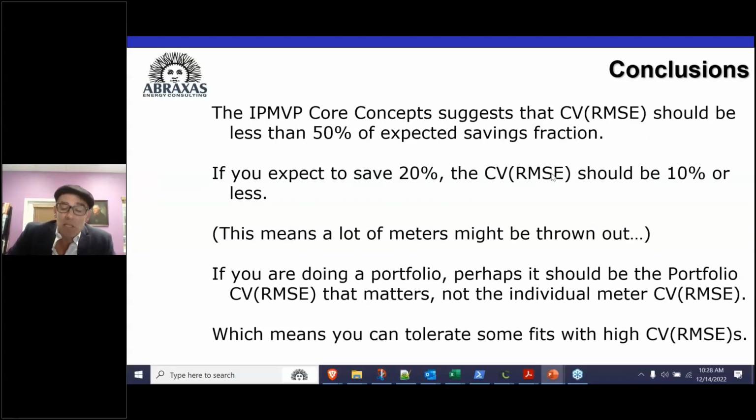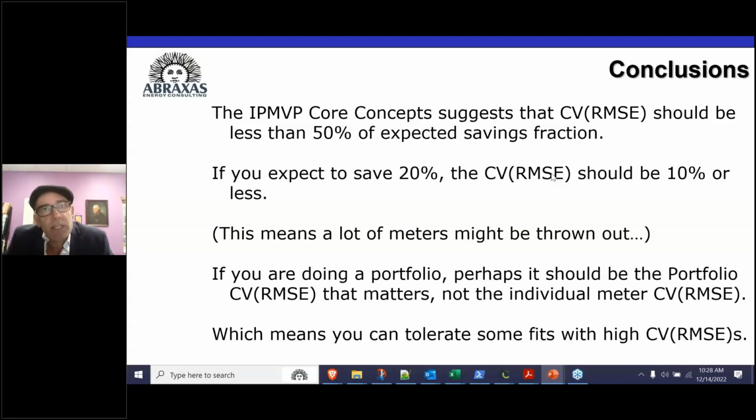Okay, before I get to that, let me think about this. So what that means is you're doing a school district. You have some fits that are not good, or maybe a lot of the fits are not good, or maybe all of the fits are not good.